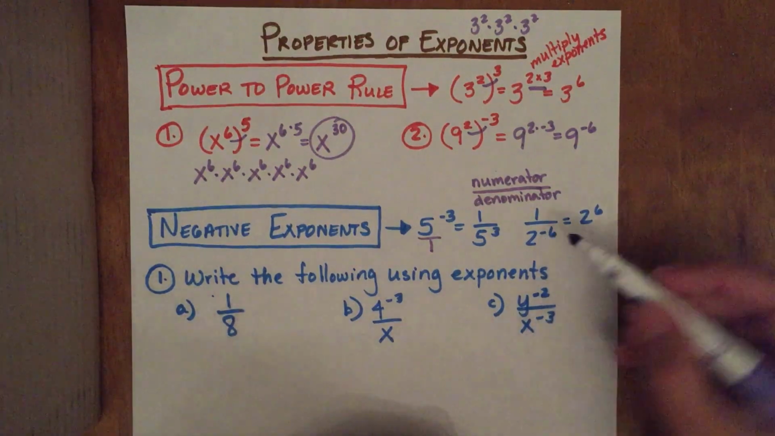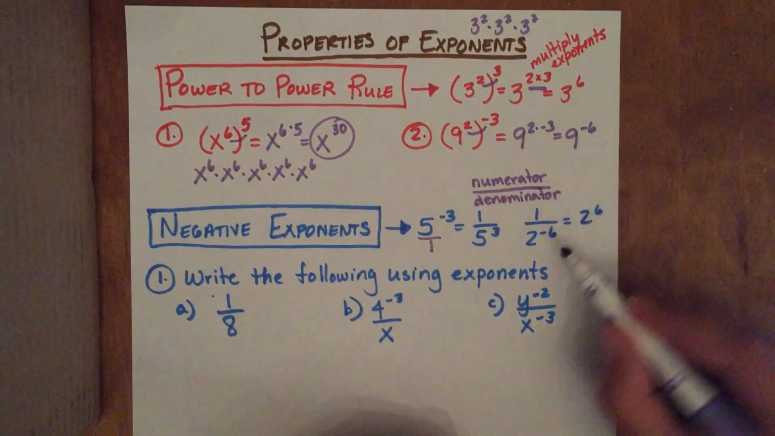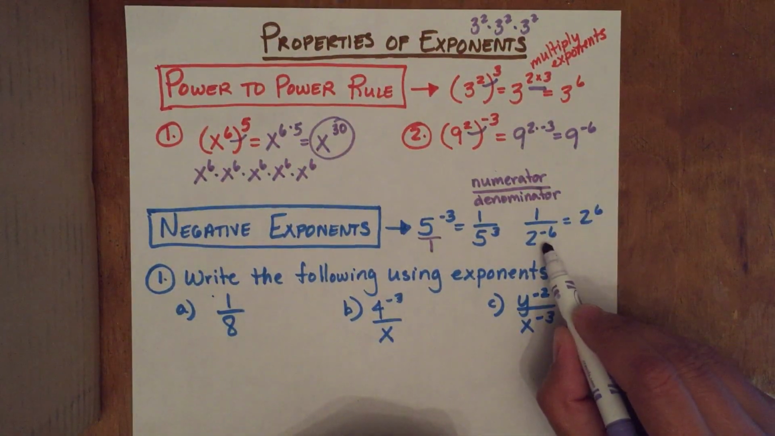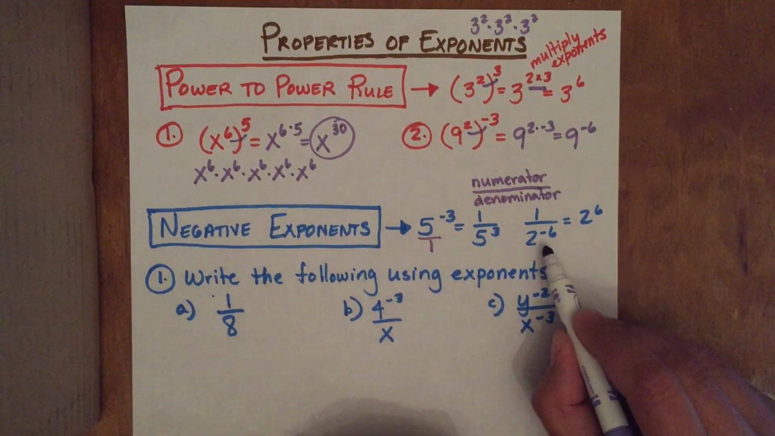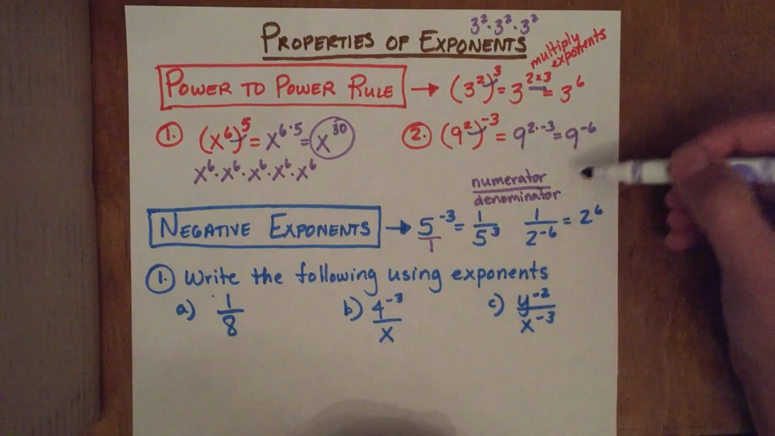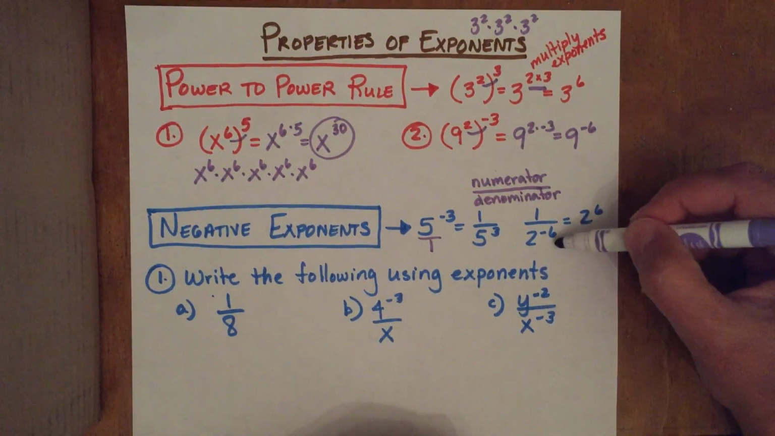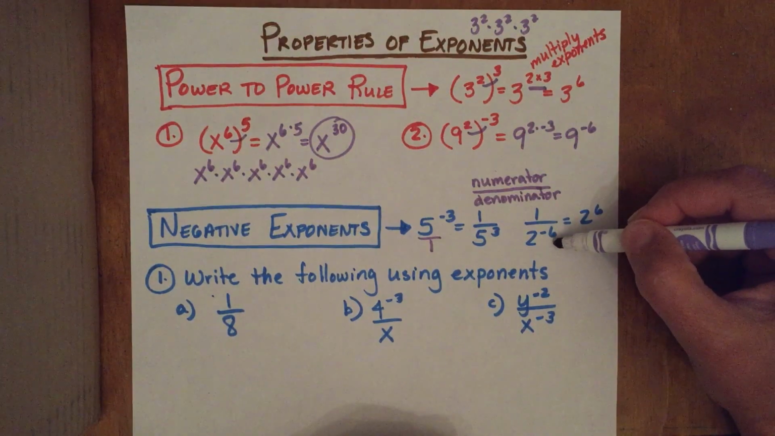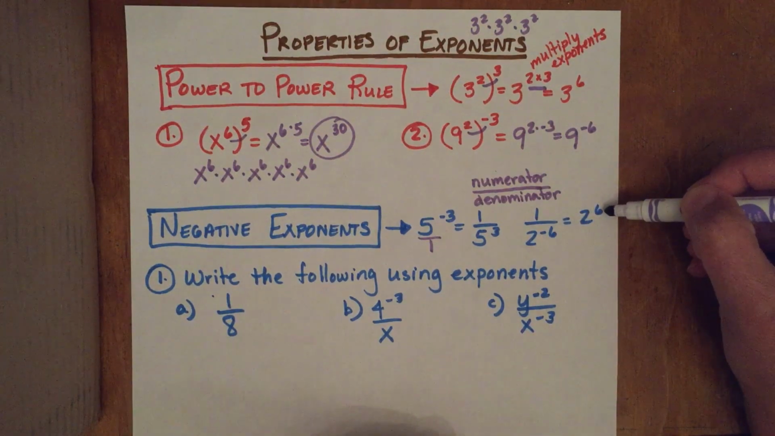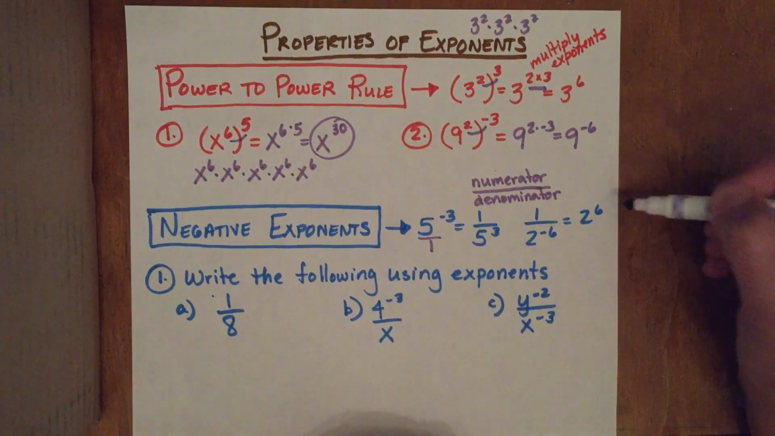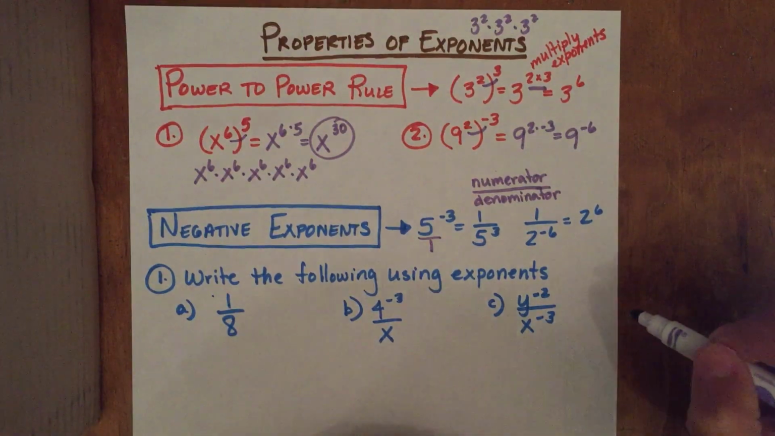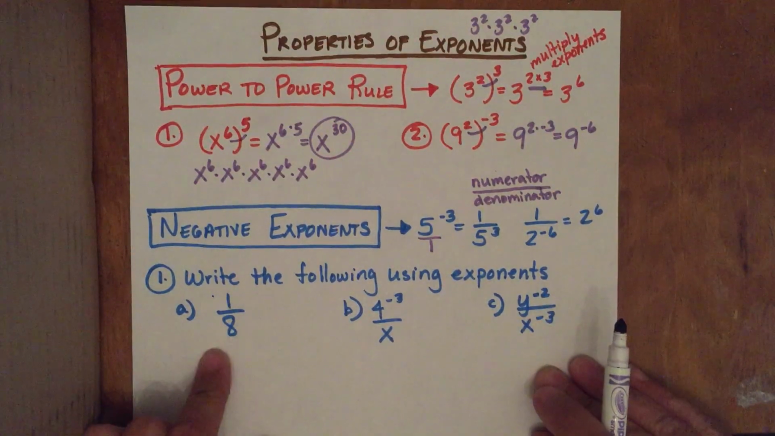Let's look at another example. Now I have 1 over 2 to the negative 6th. Again, if I want to make the exponent positive, I move it from one part of the fraction to the other. So if it's in the denominator, I'm going to move it to the numerator. So the 2 to the negative 6th goes from the denominator up top to the numerator, and we now have a positive exponent.